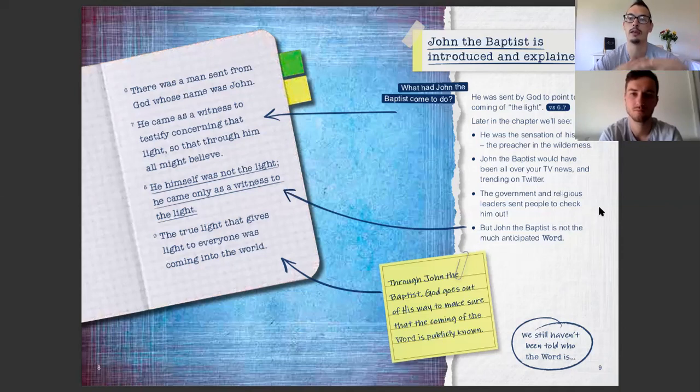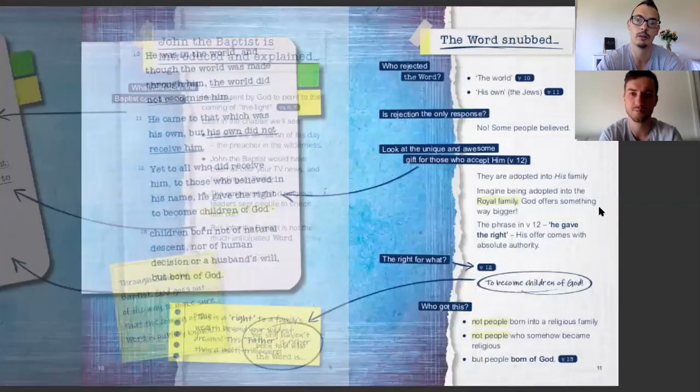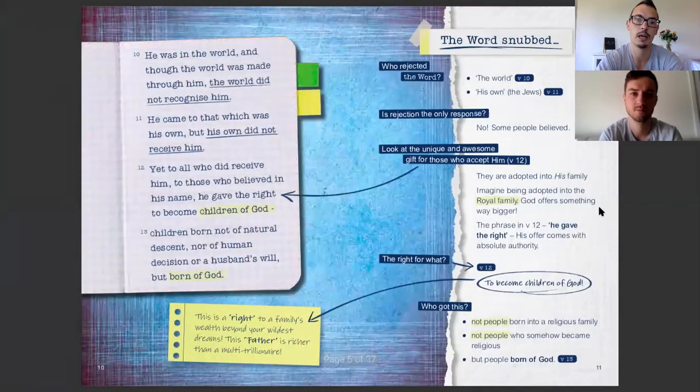He's got a different job. He's the one pointing to the word. And so through John the Baptist, God goes out of his way to make sure that the coming of the word is publicly known. And as you asked before, who's the word? We still yet haven't been shown or told who is the word. So let's turn the page and we'll see a bit more information.